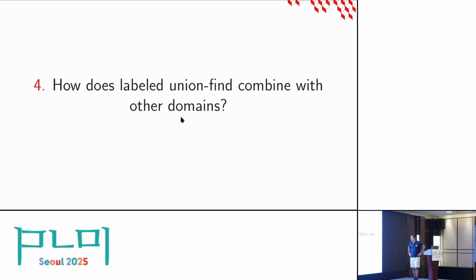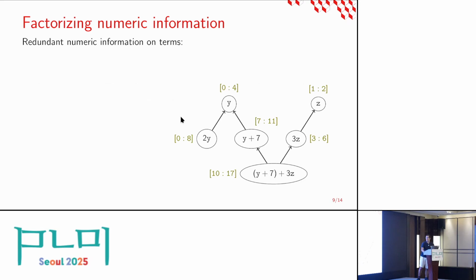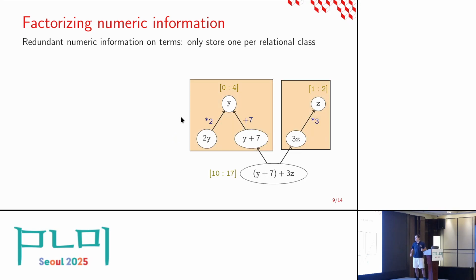And another nice fact about labeled union find is that it can combine easily with other domains to help factorize them. So essentially, suppose you have a term graph like this, and you want to store numeric information about all your terms. That can get quite redundant, because if you know the value of y, then you can deduce the value of y plus 7. You don't actually have to store it. So with labeled union find, the idea is very simple. You just store one value at the representative, and then for elements of the class, you can deduce the value.